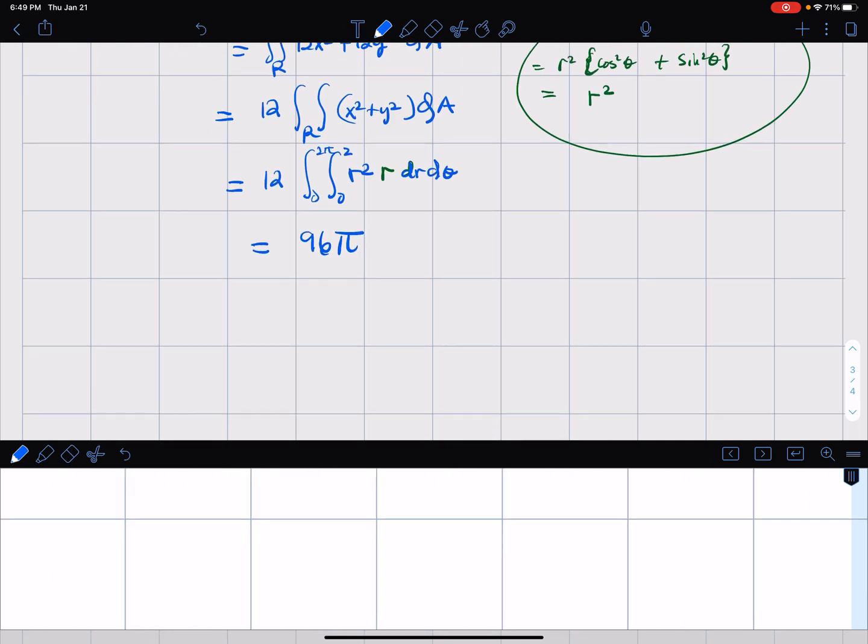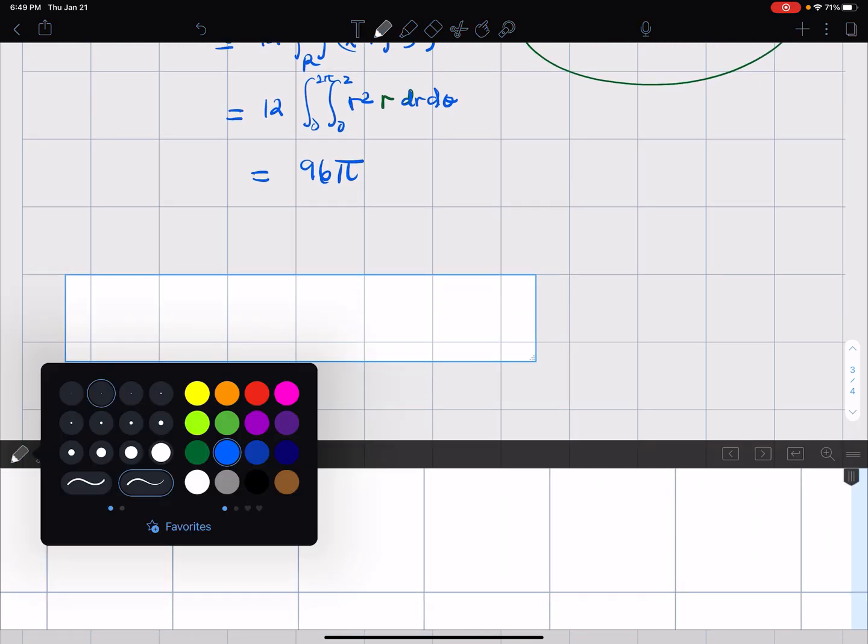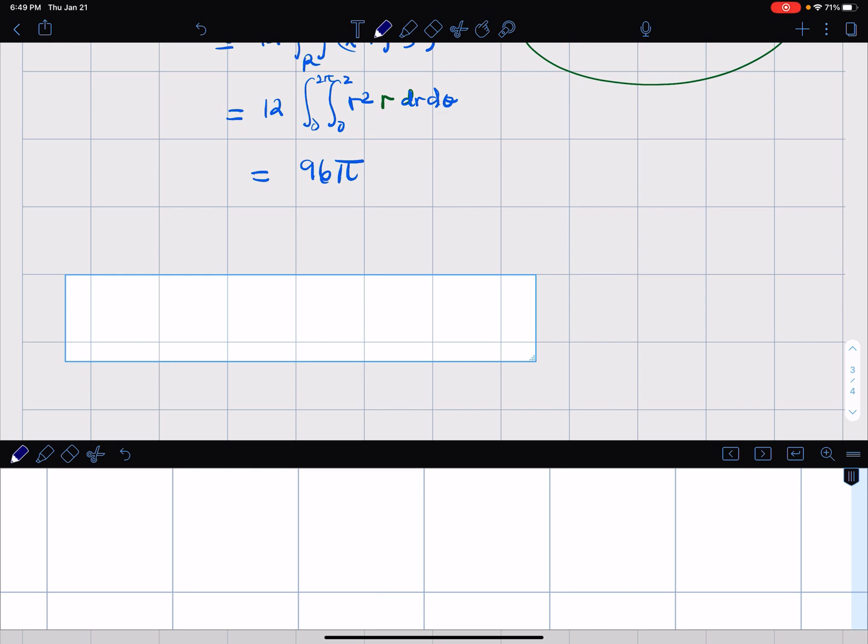All right, now let's see how we can use Green's theorem to find area.